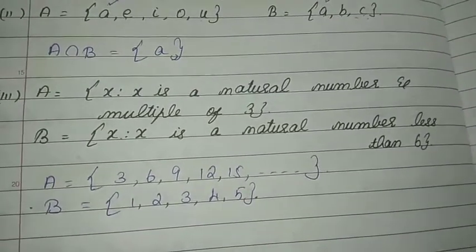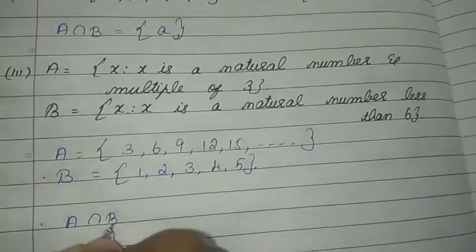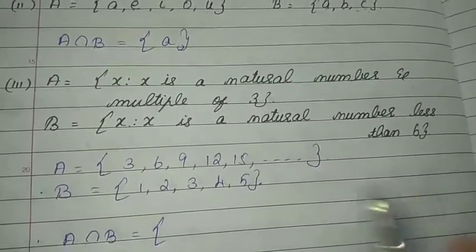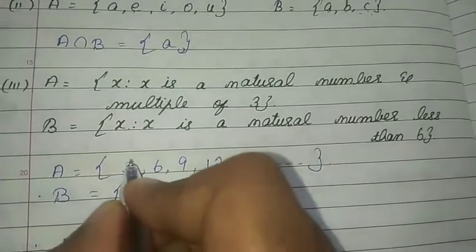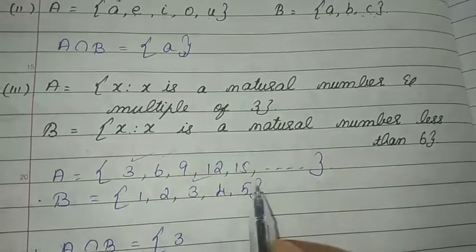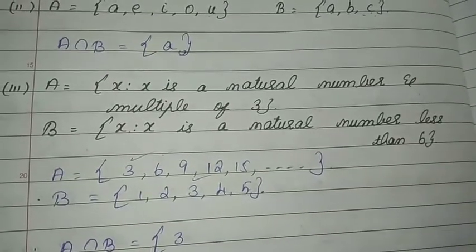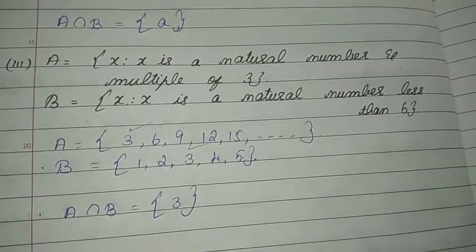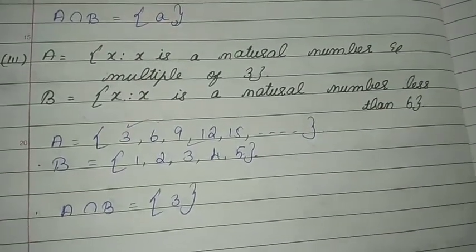So what will be my A intersection B? Only the common elements, no? So here, what is common? 3 is here, 3 is here, okay? 6 is not there because 6 is greater, no? So just like that, I can finish it off. So A intersection B is equal to {3}.